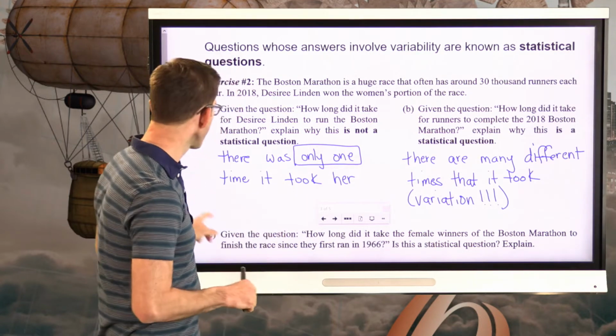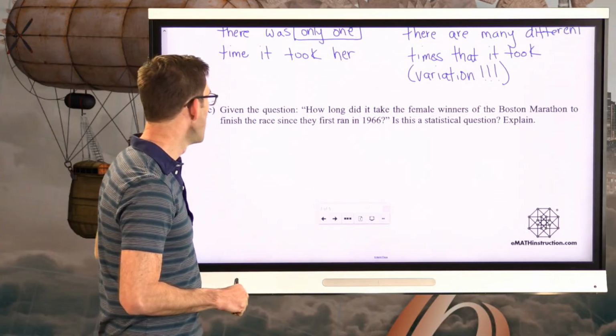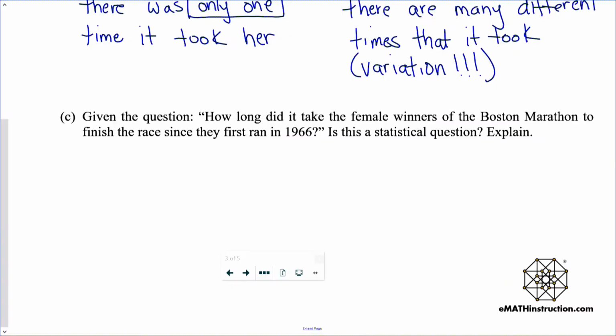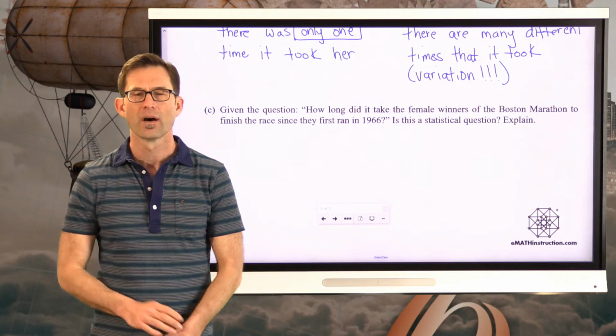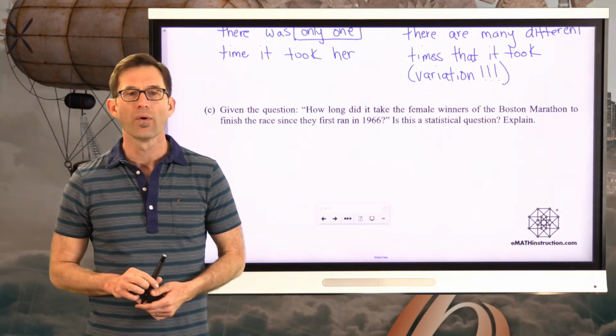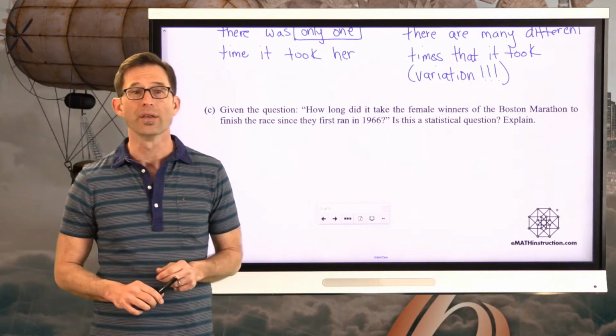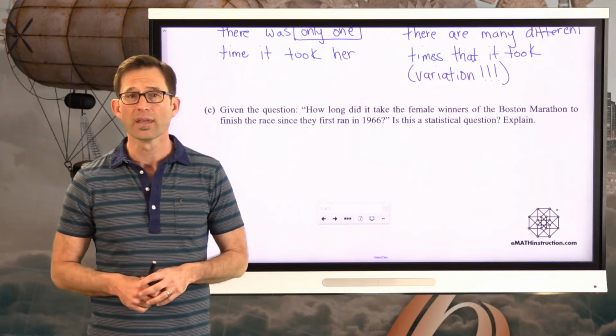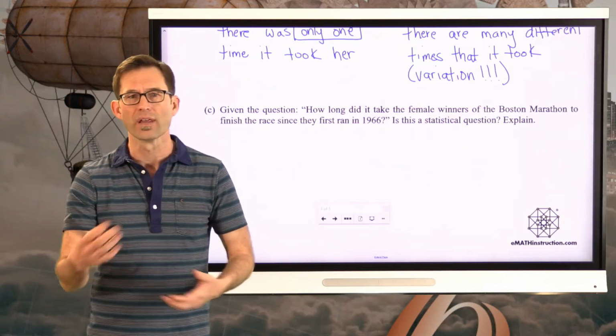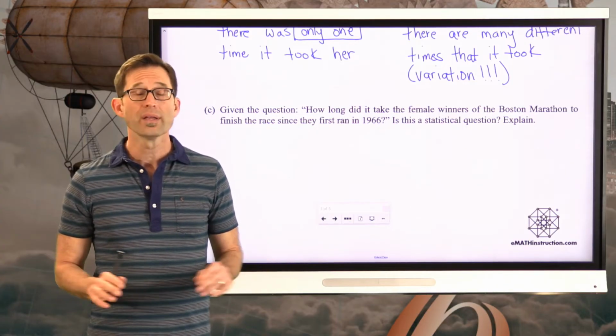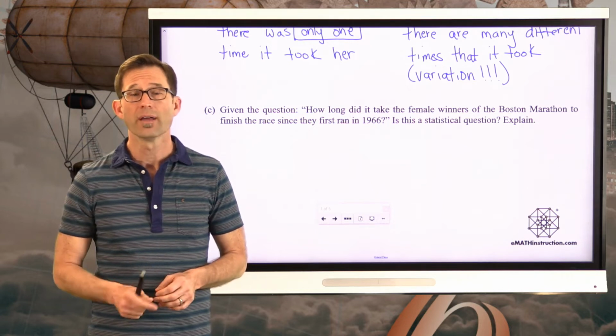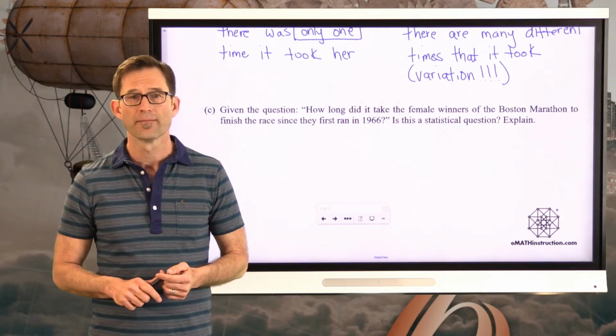Now let's see if you can figure out the last one, letter C, on your own. Given the question, how long did it take the female winners of the Boston Marathon to finish the race since they first ran in 1966, is this a statistical question? Explain. All right, so I'd like you to pause the video now and decide whether this question, as phrased, is a statistical question, i.e. it anticipates that there's some variability in the results, or it's a non-statistical question. All right, pause the video now and see what you think.